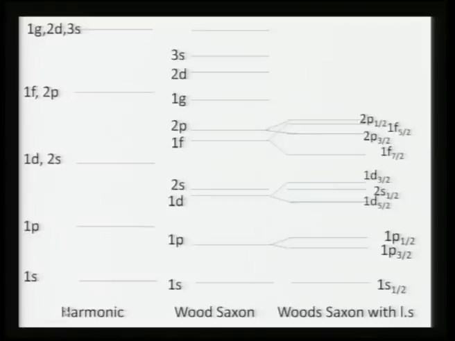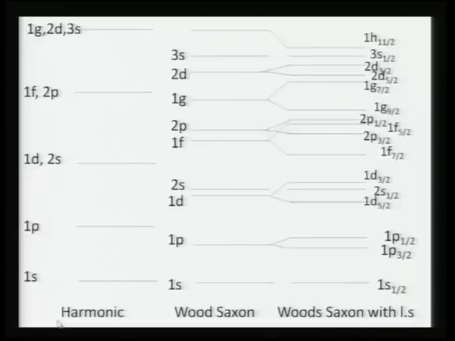2p has also split in two parts, p 3 by 2 and p 1 by 2, and the structure that we have drawn is that 2p 3 by 2 is coming between f 7 by 2 and f 5 by 2. Right. Then you have 1g. So, 1g will split, and 1g splits in two parts, g 9 by 2, g 7 by 2, and on top of that you have 2d, that will also split, 3s will not split. So, 2d goes like this, and then you have this 3s coming, okay, and then you have this 1h coming from the top, right, 1h 11 by 2 coming from the top.